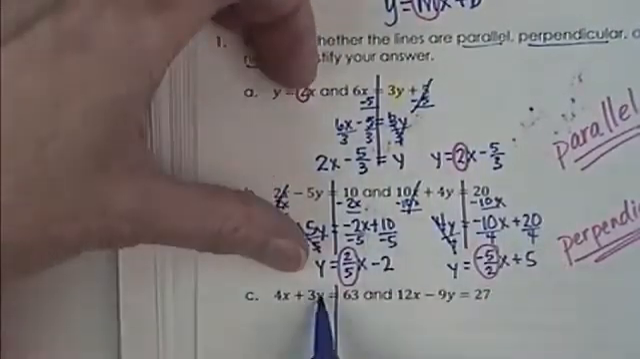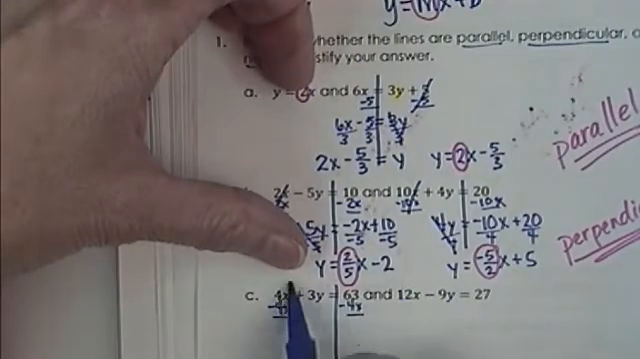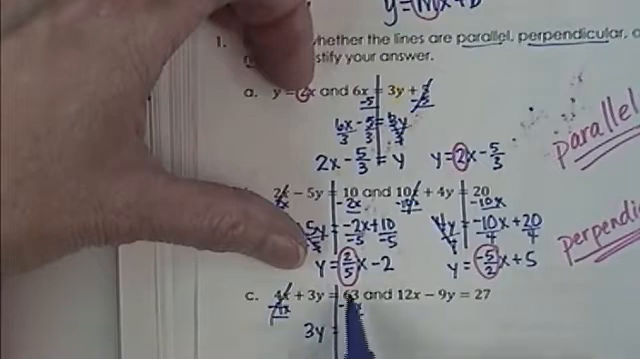Okay, so get y by itself. We're going to subtract the 4x, move it to the other side. 3y equals, list your x term first. Divide everything through by 3. And you get y equals negative 4/3 x plus 21.